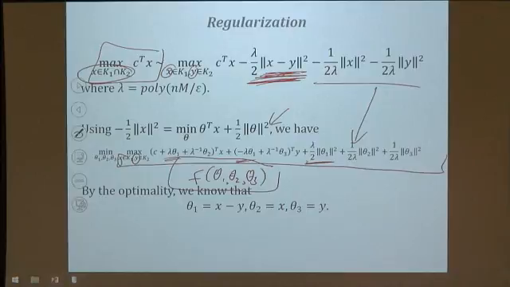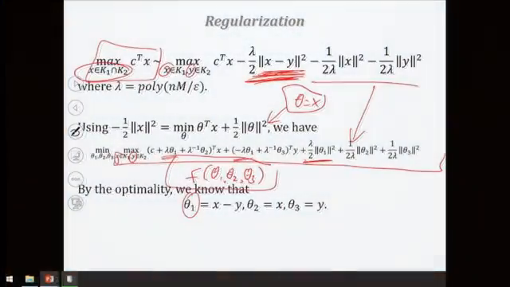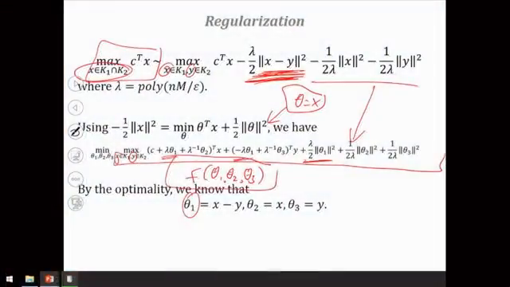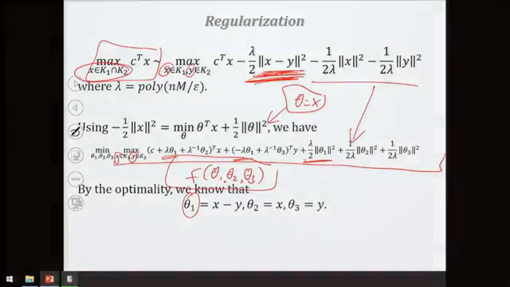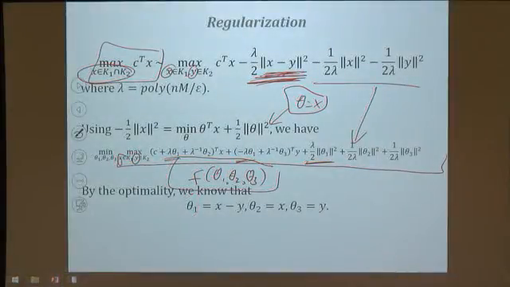Lambda should come in the picture somewhere. Oh, lambda. Why is lambda not there? Because here, for this problem, the optimality condition is theta equals x. So because theta 1 is the dual of x minus y, you get theta 1 equals x minus y.